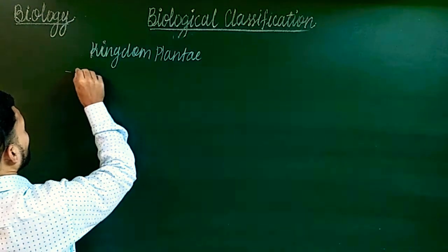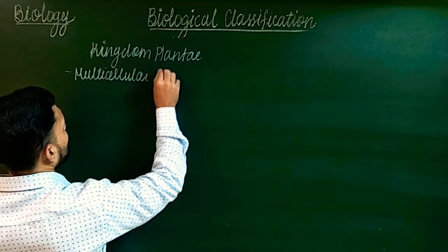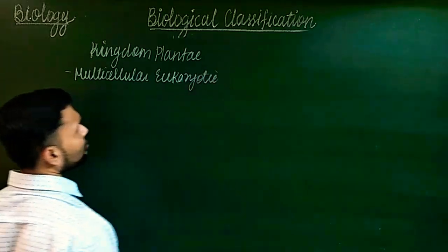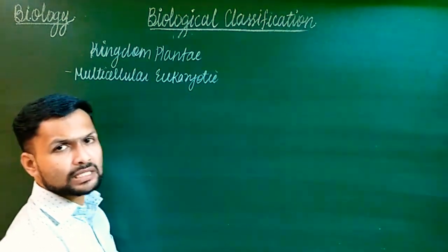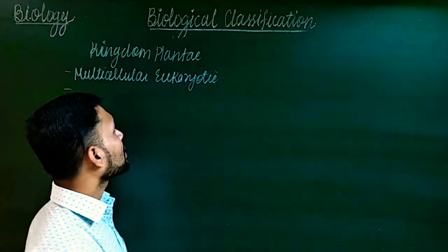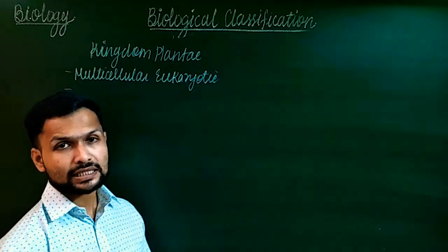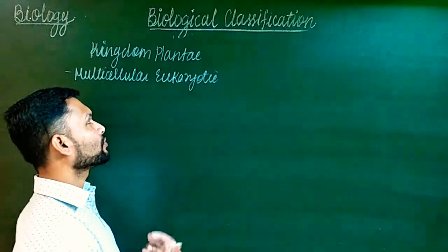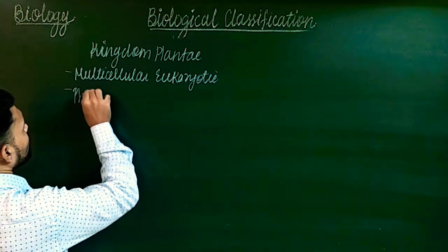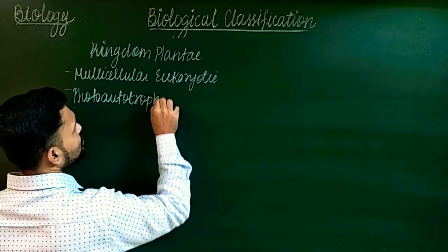So obviously, most of the members are multicellular eukaryotes, except some few algae which might be unicellular. But basically the majority of the members are multicellular eukaryotes. The next 2 points go without saying: they have a well-defined nucleus and they have membrane-bound organelles, especially plastids, which have chlorophyll, and obviously because of which they are photoautotrophs. So the mode of nutrition in them is photoautotrophic. Some exceptions are there.